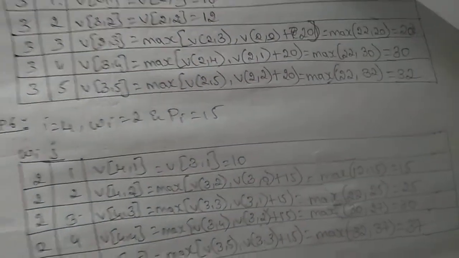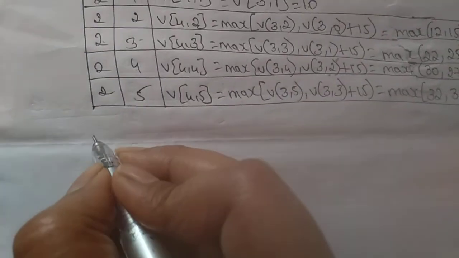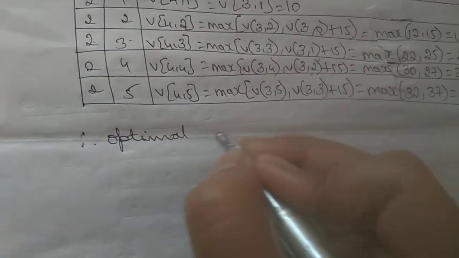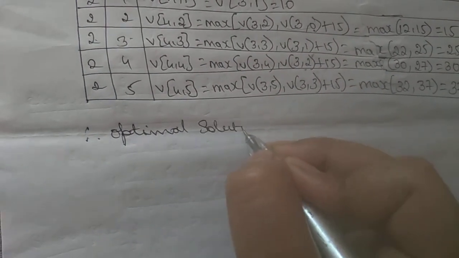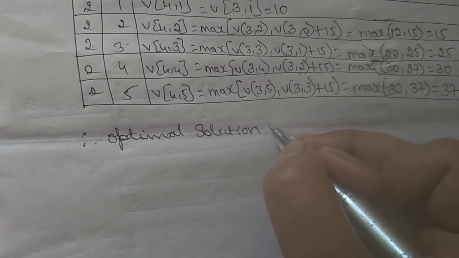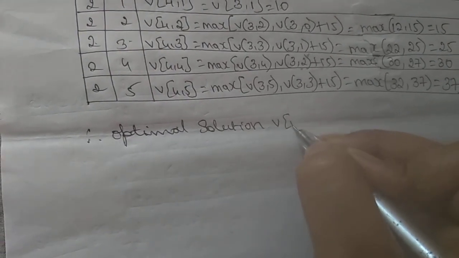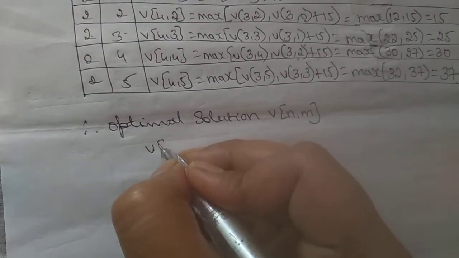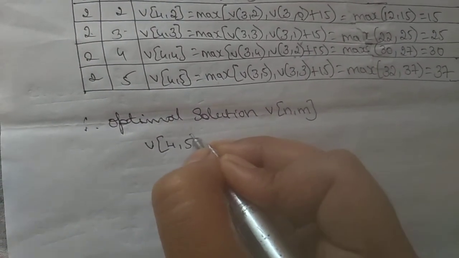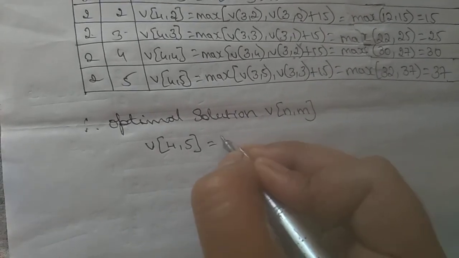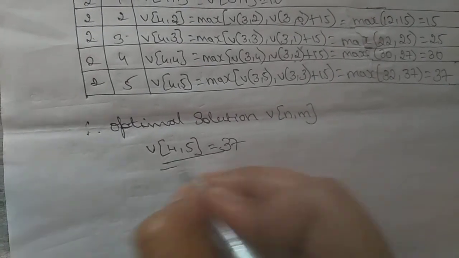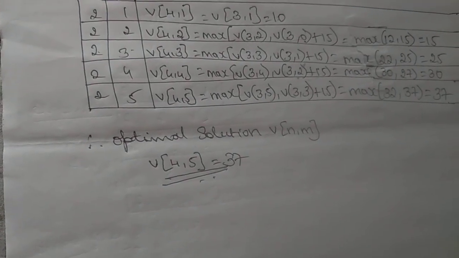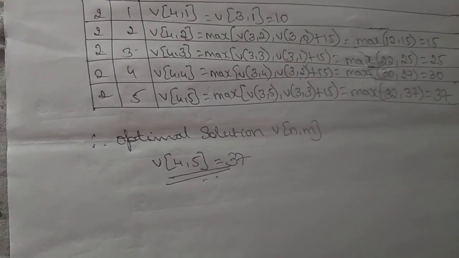Okay, so you have to just write, therefore optimal solution V of n comma m, that is V of 4 comma 5, the last value is equal to 37. This is the optimal solution for your knapsack problem using dynamic programming.